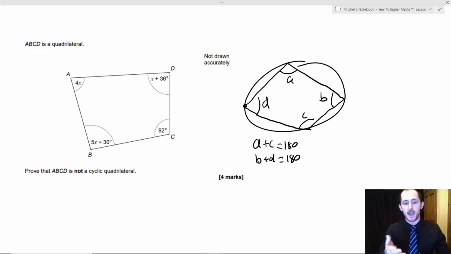So the problem with that, and I get the circle is confusing, the problem with that is every quadrilateral adds up to 360. So we can't use that. So specifically, it's the opposite angles need to add up to 180.